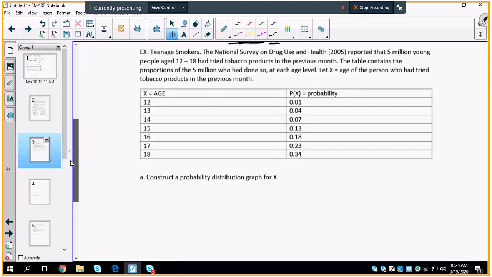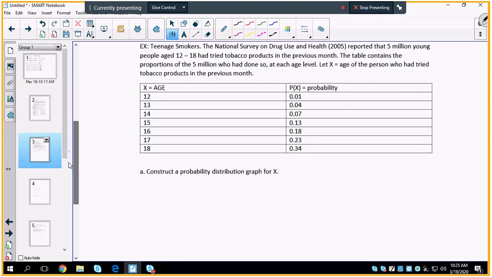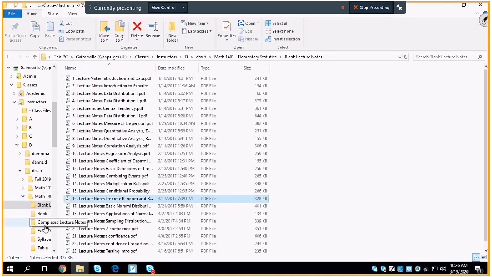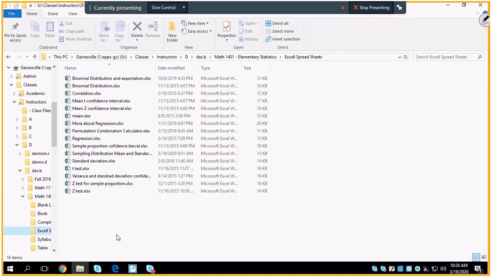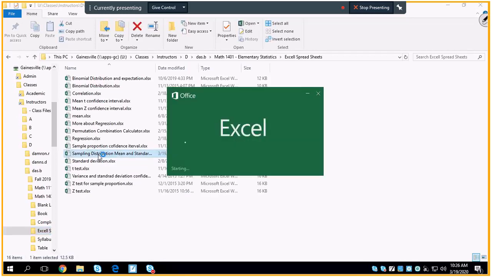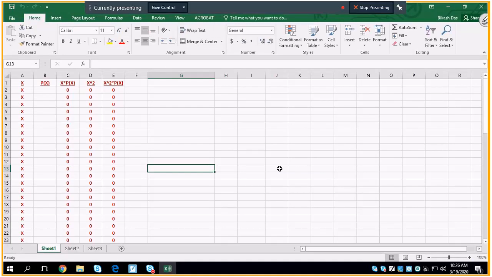As usual, we are not going to even try to remember these formulas. We're going to use an Excel spreadsheet to work it out. The Excel spreadsheet that we will be using for this type of problem is posted on the shared class file under your course. So if I go to Excel spreadsheets, there is a spreadsheet that is called the sampling distribution mean and standard deviation. And I'm going to write it down, which Excel spreadsheet you're going to use to find the mean and standard deviation for random variables. But let me first talk about what you need to remember.